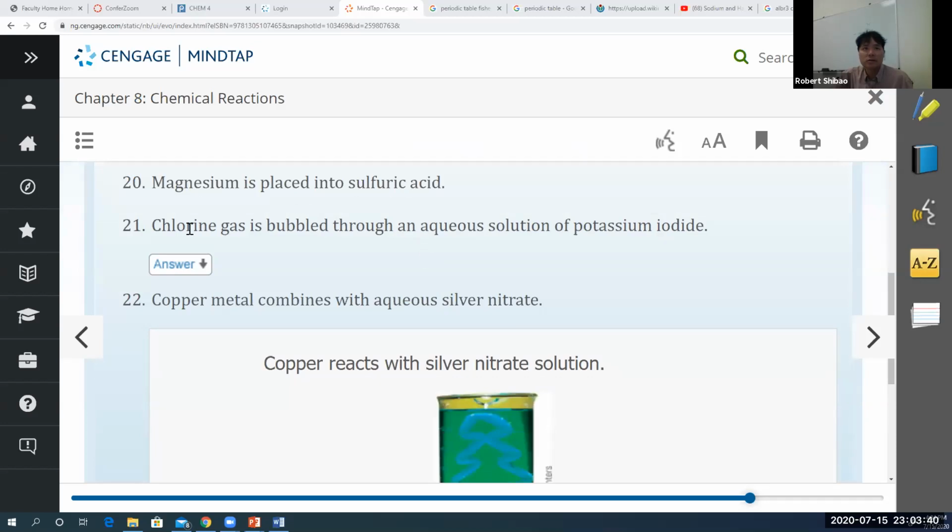Number 21 is chlorine gas is bubbled through aqueous solution of potassium iodide. The next one is copper metal combines with aqueous silver nitrate. So give these 3 a try and see how you get. I'll check in with you guys in a minute.